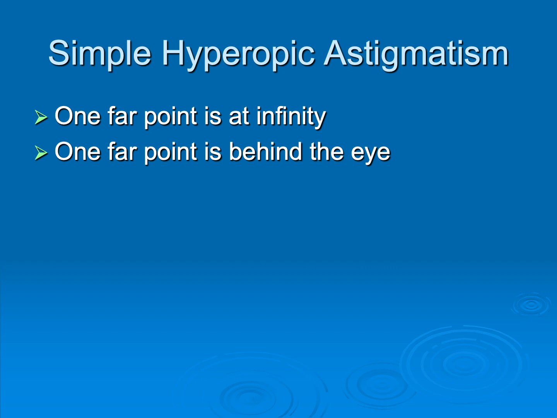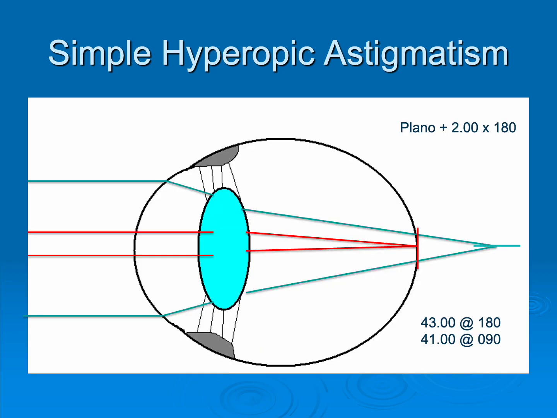Simple hyperopic astigmatism means that one far point is off at infinity and one far point is back behind the eye. And it would look like this. So you can see here that the one that has the far point at infinity is going to hit perfectly on that retina, and the one that is back behind the eye is, well, back behind the eye. You can see it right there. And so the K readings might look like this, 43 at 180, 41 at 90, and the prescription might look something like you see at the top.